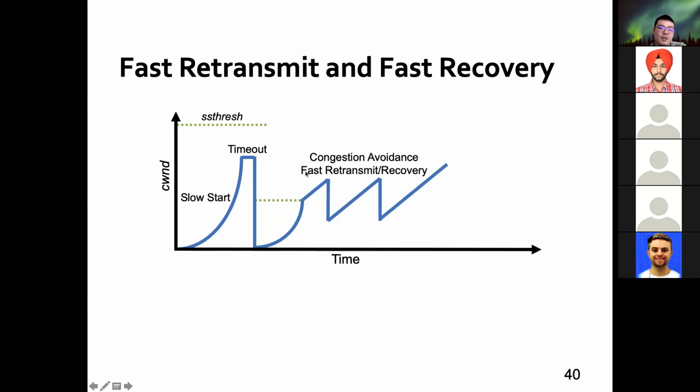This will trigger the 3 duplicate ACKs, right? Other SDKs, which means there are still some packets received. It's just that this packet is lost. We will do fast retransmit. We hammer down to half of the original window size, cut by half. We don't need to go back to 0, okay?